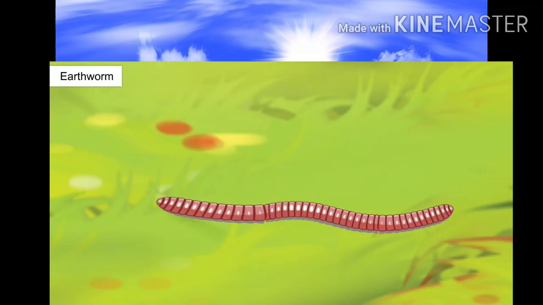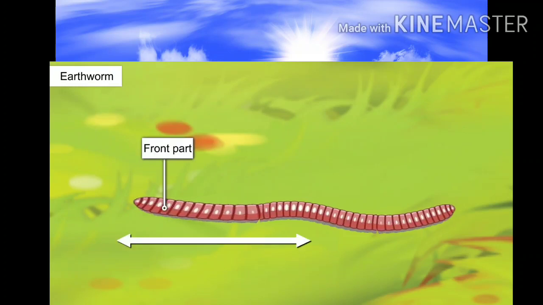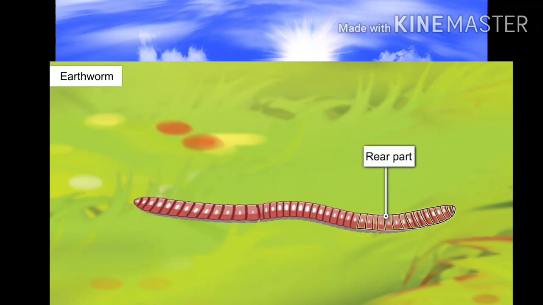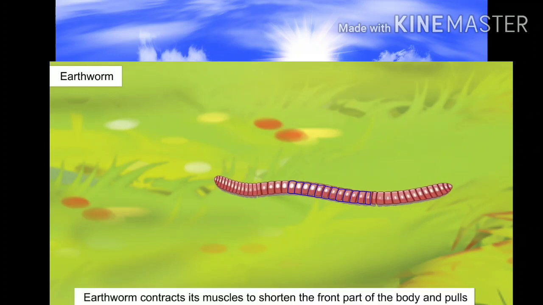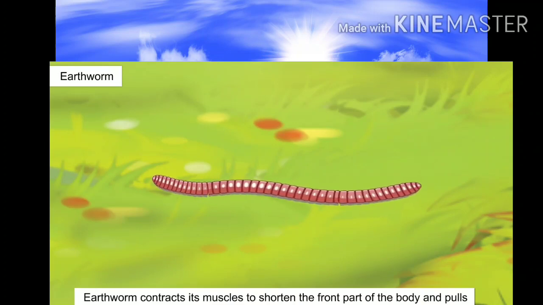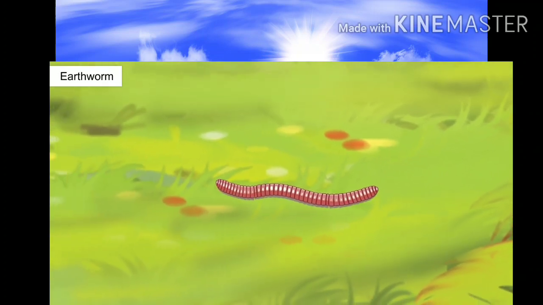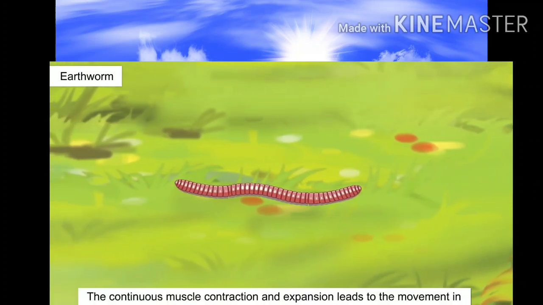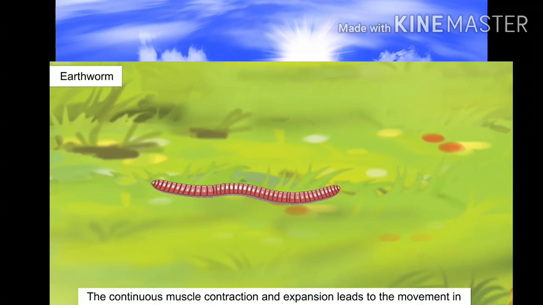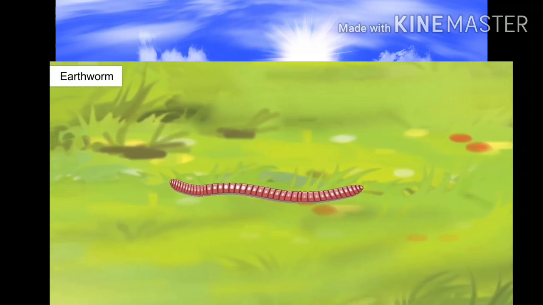When the earthworm moves, it first extends the front part of its body by expanding the muscles. Simultaneously, it fixes the rear part of the body to the ground firmly. After the first part is extended, it releases the rear part. It then contracts its muscles to shorten the front part of the body and pulls the rear end forward. As a result, it moves forward a short distance. Such continuous muscle contraction and expansion leads to the movement in earthworms.